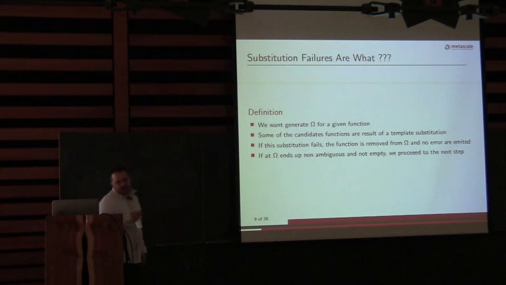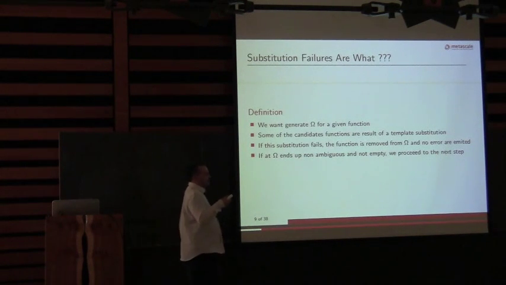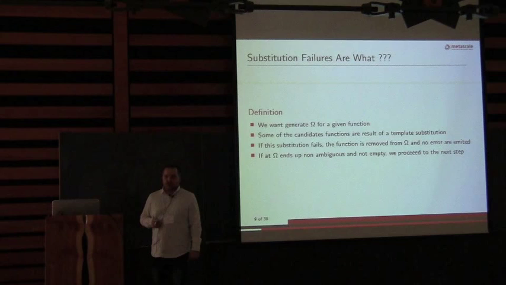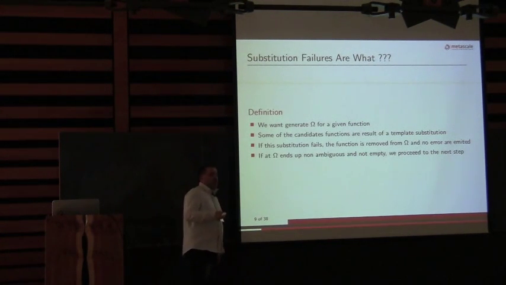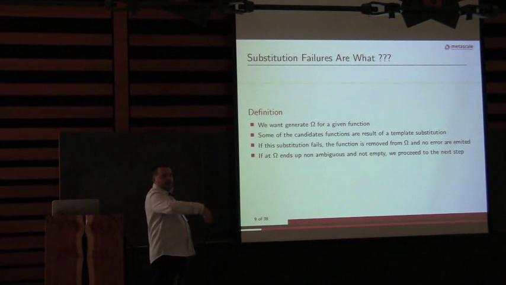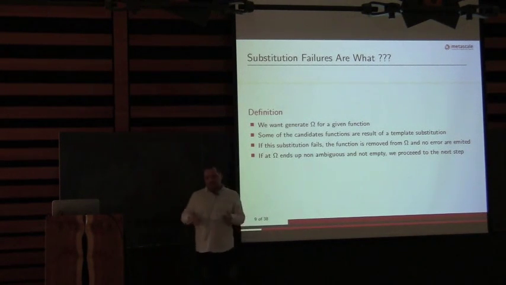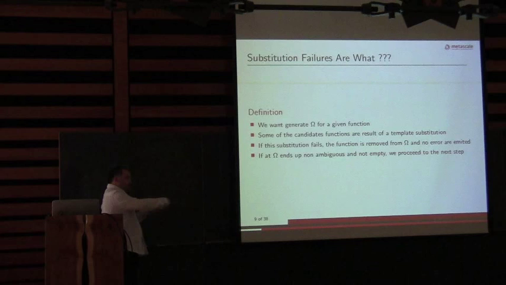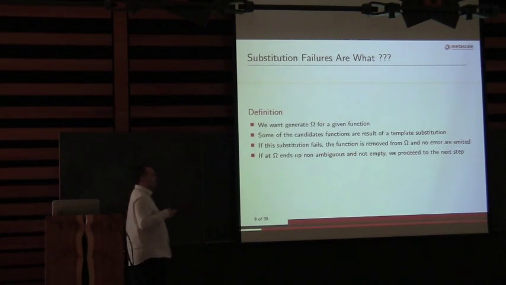So what happened, in fact, in detail? We are trying to generate omega for a given function. And we have those functions which are actually results of the substitution of template types into a template function. And if this substitution fails, the function is removed from omega instead of generating an error. The compiler just says, okay, this stuff makes no sense. I don't even have to look at it. And I will just forget it and go on building my overload set. And at the end, if this overload set ends up non-empty and contains no ambiguity, the compiler will carry on and forget that at some point it tried to generate invalid code. So that's what is called SFINAE, which is substitution failure is not an error.